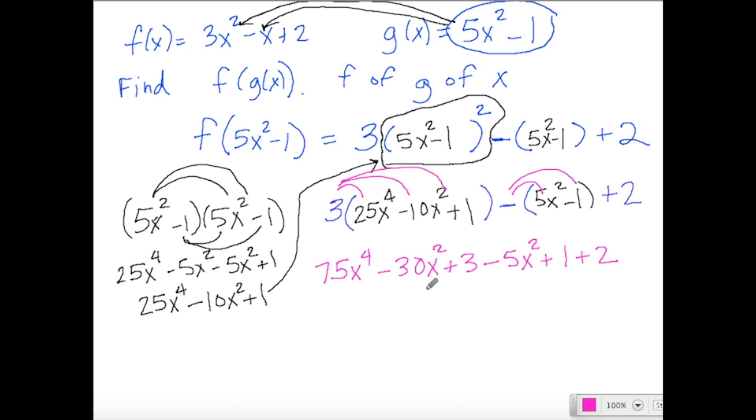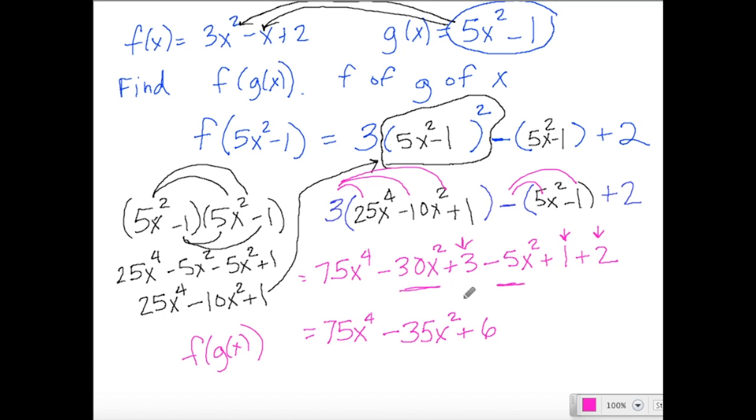So now I need to combine like terms, which I see that this one and this one is a like term. It looks like this one and this one and this one are going to be like terms. And so I'm just going to write down what my new composed function is. 75x to the fourth minus 35x squared, and then that would be 3 plus 1 is 4 plus 2 is 6, plus 6. So this is the composition. This is what f of g of x is actually equal to.